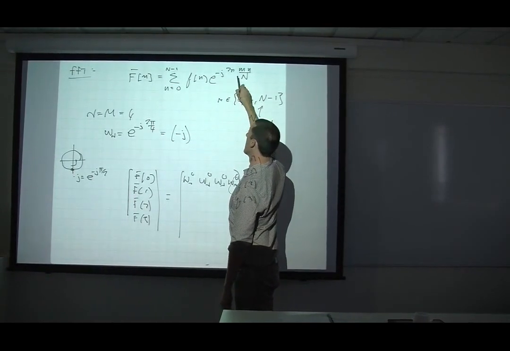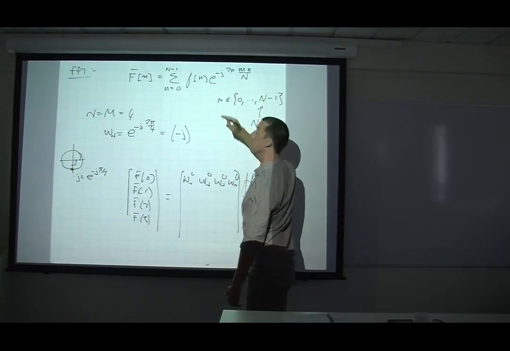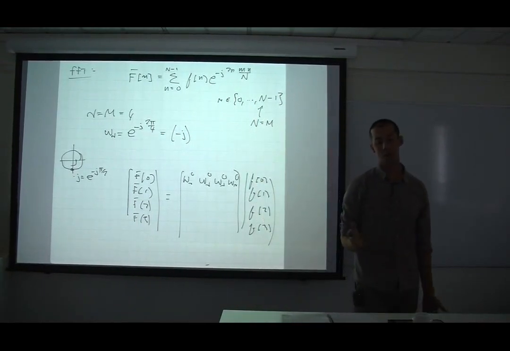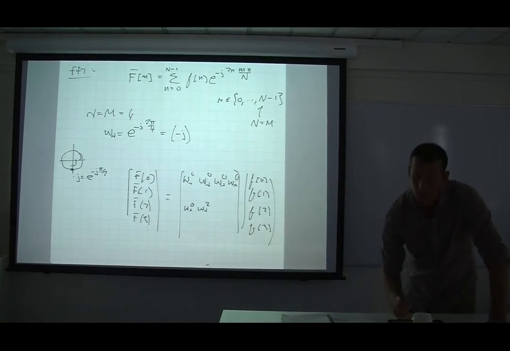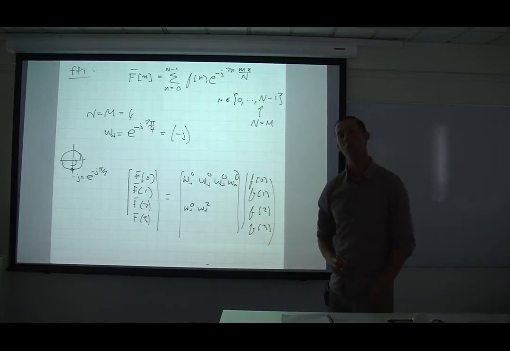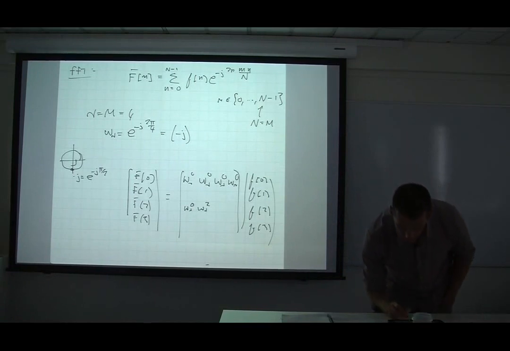Omega n to the power of 0, and no matter what I do for n as it goes through, I end up with a power of 0. Let's do the second line down. I get omega n to the power of 0, omega n to the power of 1, omega n to the power of 2, and the next one's going to be omega n to the power of 3. But what's that going to be the same as?